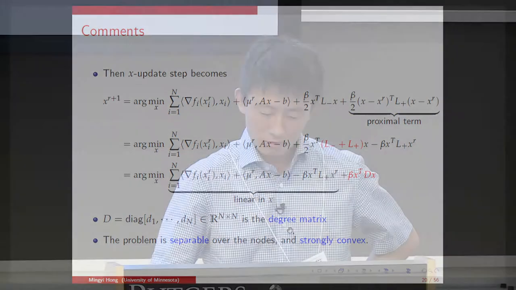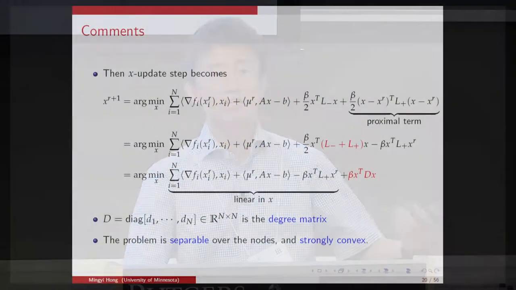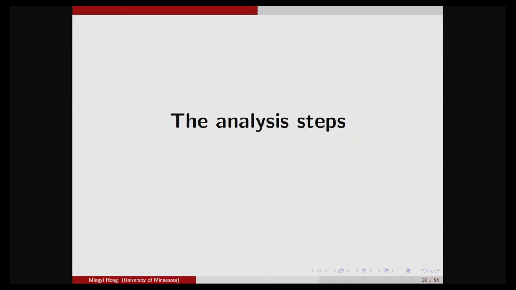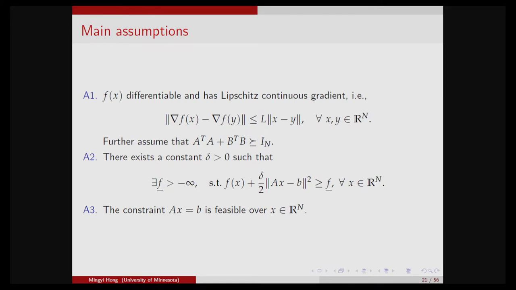Here D is a so-called degree matrix. And the problem now, by choosing this B matrix appropriately, is separable over the nodes. And also, it's strongly convex with respect to each of the variables. Okay, so this is how we choose the proximal term. So this has to be problem dependent. All right. So next, let's talk about the analysis step.